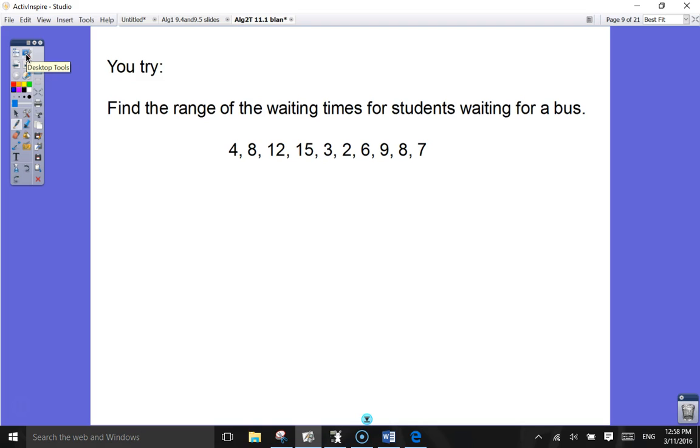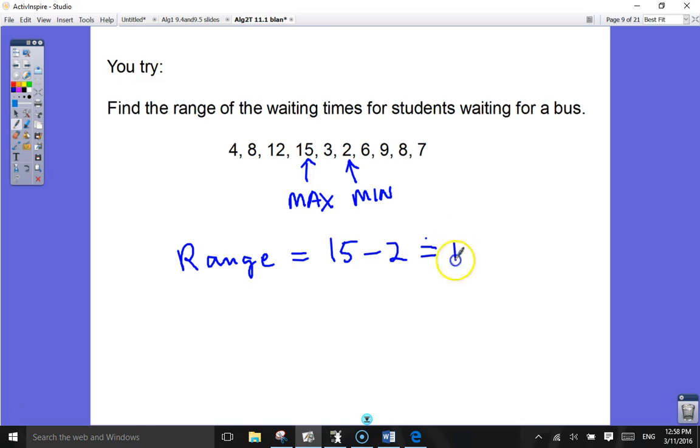Okay. What is it? The max value was here, and the min value was here. So the range is 15 minus 2, which is 13 minutes, because those are all measured in minutes. That's our range. That's the reason why I'm emphasizing the units.